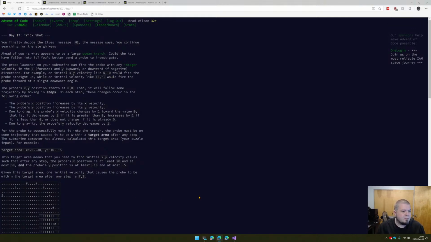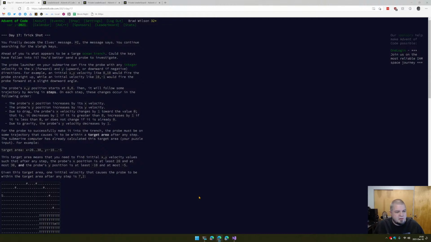How to use what appears to be a large ocean trench. Could the keys have fallen into it? The probe launcher takes an integer velocity, x forward, y up or down. Initial xy of 0, 10 would fire the probe straight up. An initial velocity like 10, -1 would fire the probe forward at a slight downward angle.